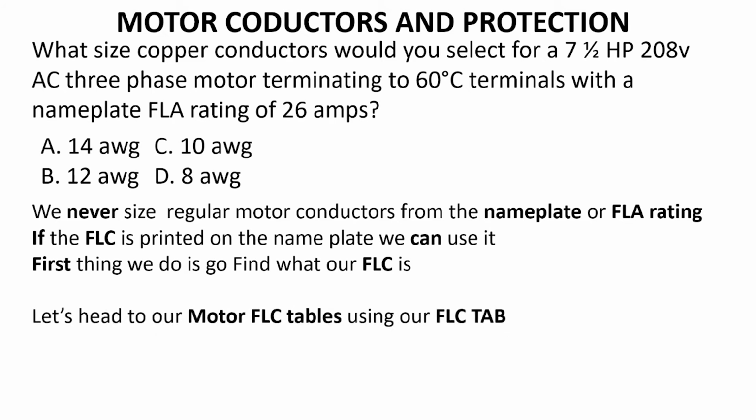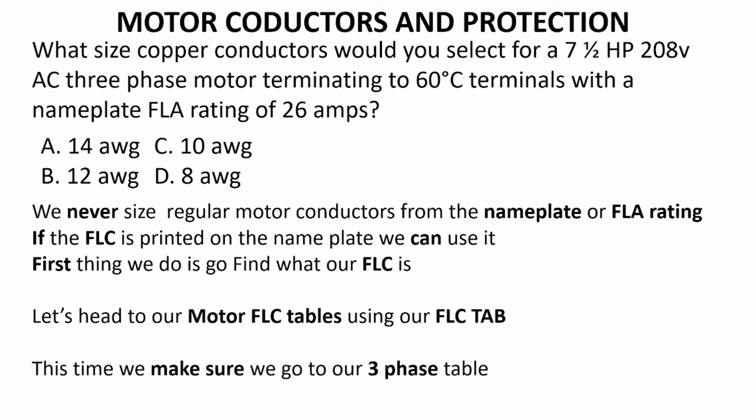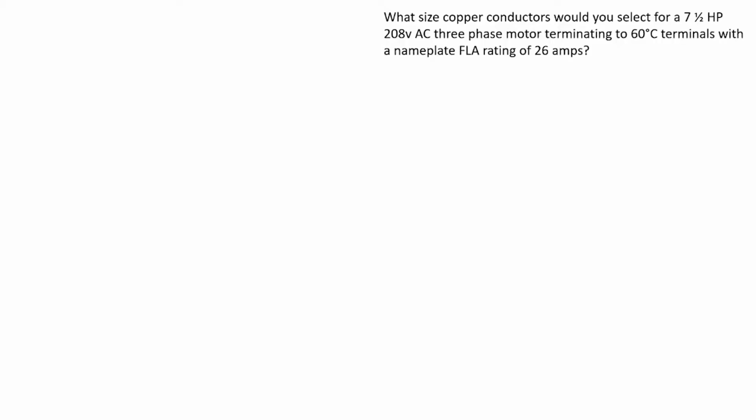Let's head to our motor FLC tables using our FLC tab. This time we're going to make sure that we go to our three-phase table, so we're going to go to 430.250. So what is our FLC? First we look at our horsepower on the left-hand side, and then we slide over, find what voltage column we're in, and then we select our amperage. Okay, so our FLC is 24.2 amps.